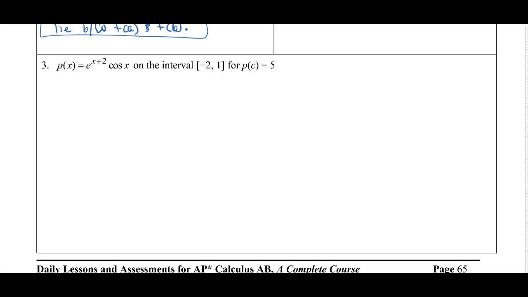I'm leaving number 3 here as an extra credit. If you'd like to work this on your own or work with a partner, work through this and show all of your work, and this will be worth an extra 5% on the 1.5 quiz.